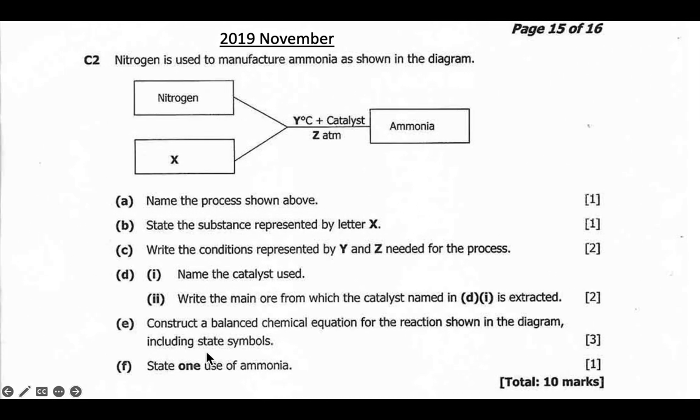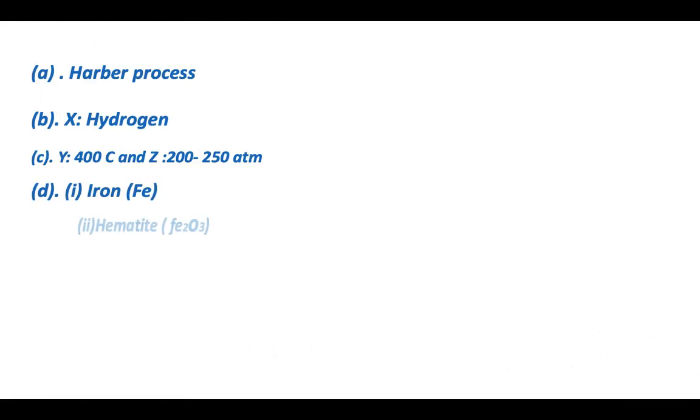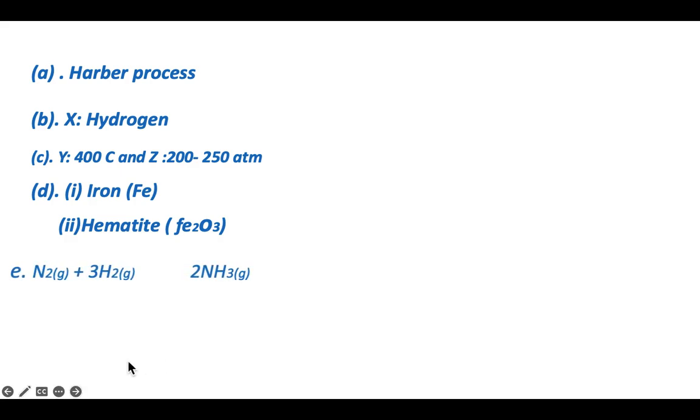And then the other question, E, construct the balanced chemical equation for the reaction shown in the diagram. Include the state symbols. So the balanced chemical equation which we can write, we have to include the ammonia. There is nitrogen, which comes from the air, so it is taken as a diatomic element, N2, plus hydrogen, 3H2. This comes from the hydrocarbons. And then in the output, we have ammonia, which is given out as a compound.